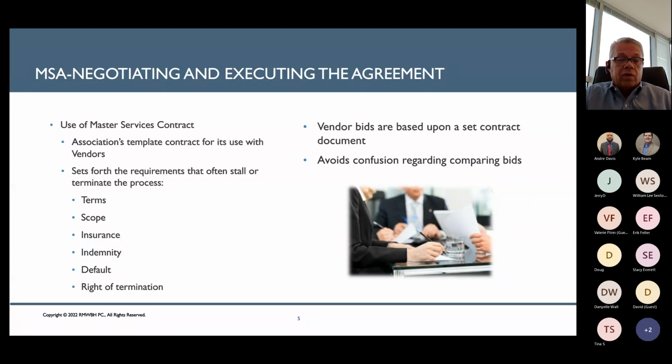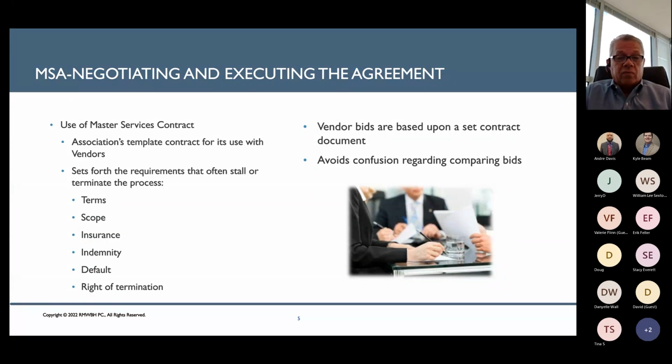What we are looking for is a master services agreement that uses language that we've reviewed and that covers things like the terms and the scope of work, obviously not the details. We won't know the details of that scope until we see what the board and the vendor have agreed on. It also covers insurance requirement language, indemnity language, what happens if there's a default, and right of termination.